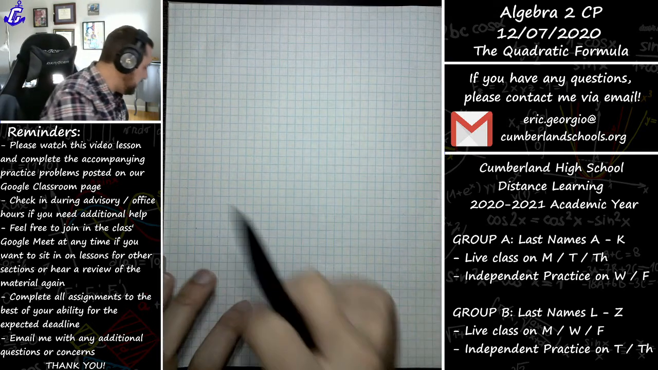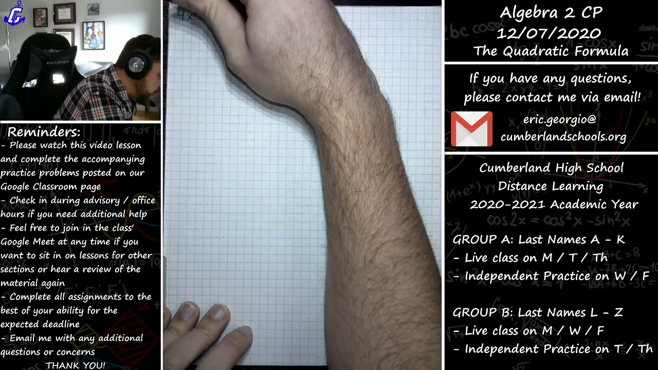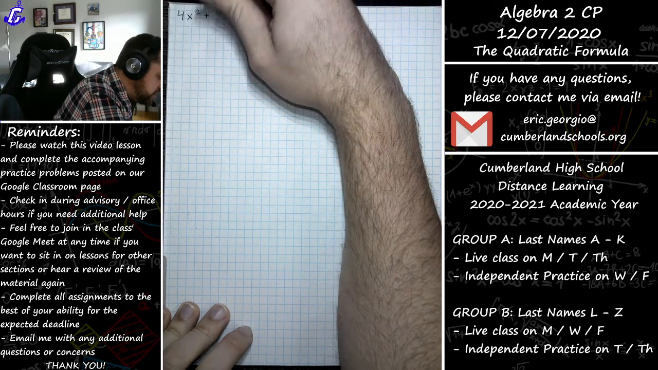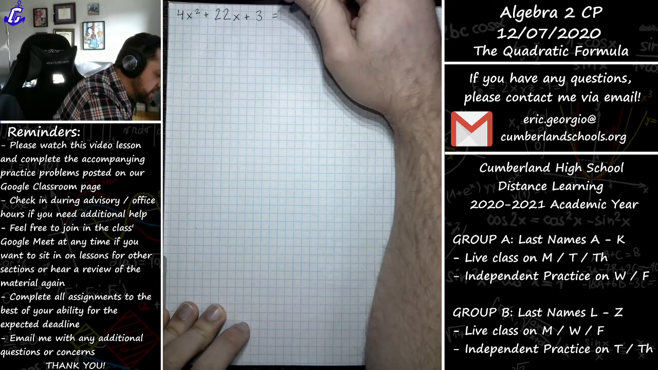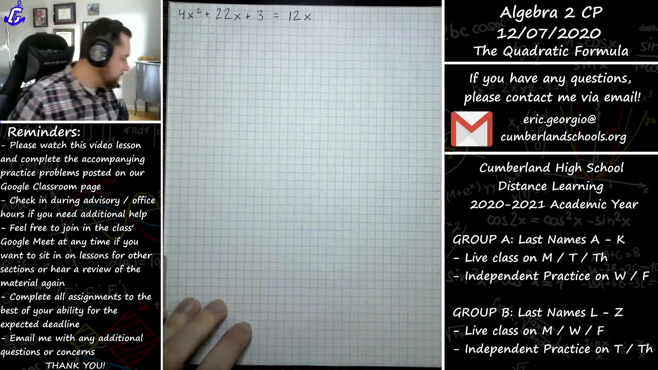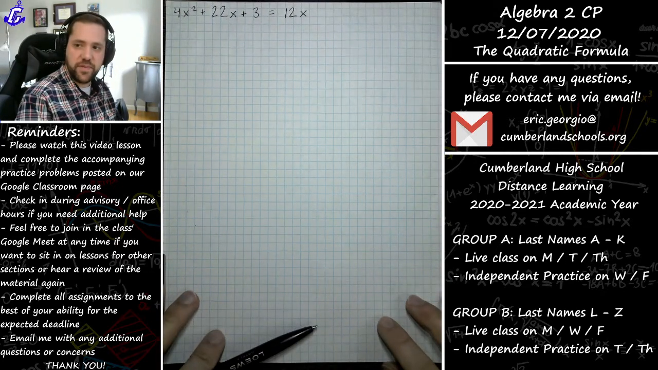How about something like this? Let's do 4x squared plus 22x plus 3 is equal to 12x. All right, it's a great example. 4x squared plus 22x plus 3 is equal to 12x.